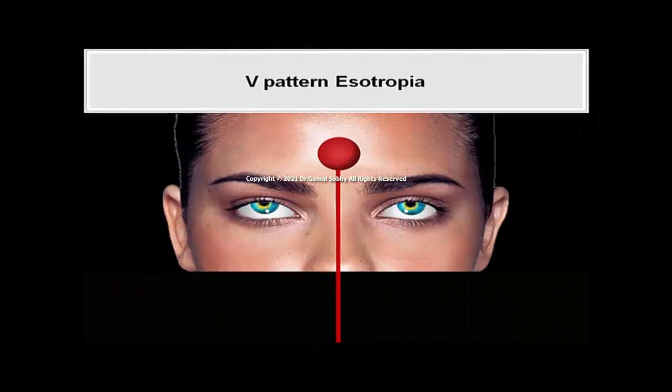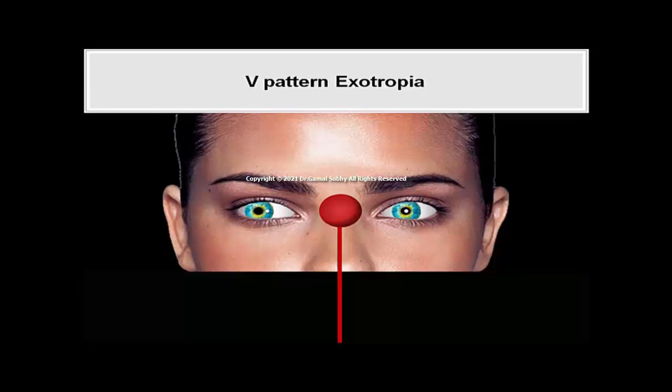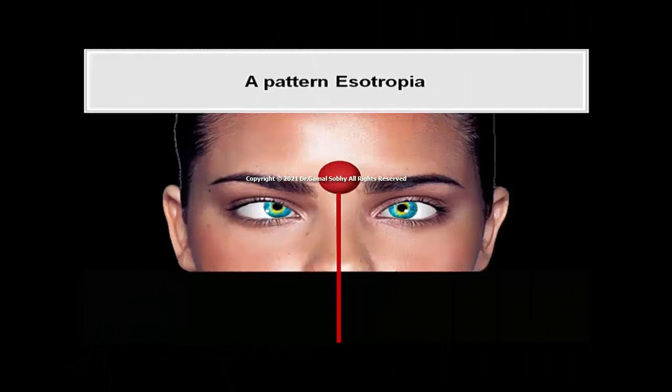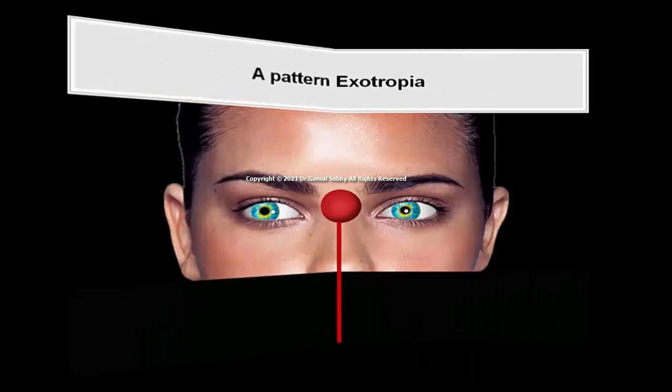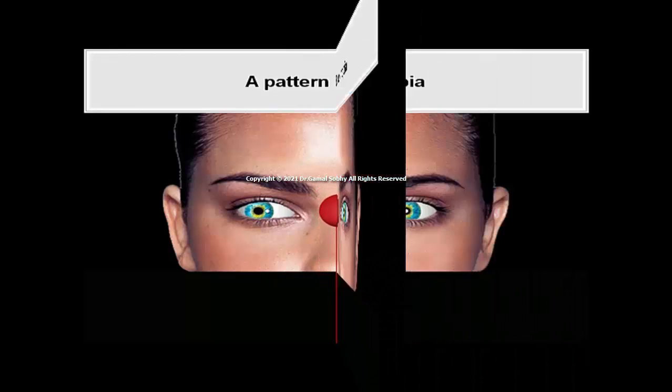Esotropia with V pattern increases in downward gaze and decreases in upward gaze. Exotropia with V pattern increases in upward gaze and decreases in downward gaze. Esotropia with A pattern increases in upward gaze and decreases in downward gaze. Exotropia with A pattern increases in downward gaze and decreases in upward gaze.